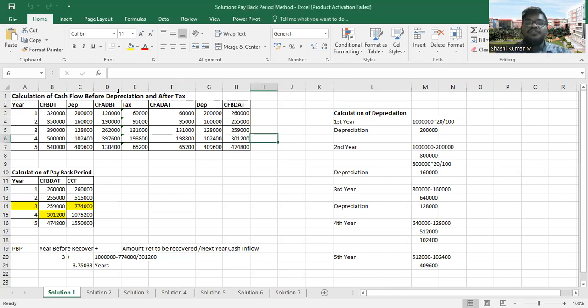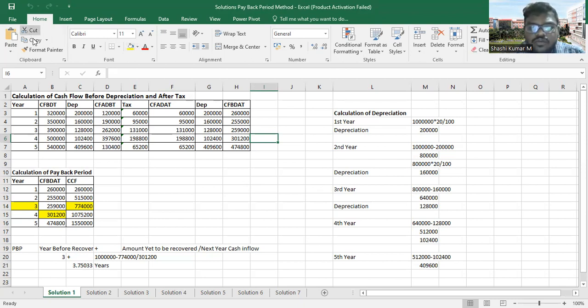First we need to find out the depreciation. Related to depreciation, what information are they giving? There is no salvage value, which means there is no scrap value, and the life of the asset is also given. Next, they are saying the depreciation will be calculated on the written down value method.